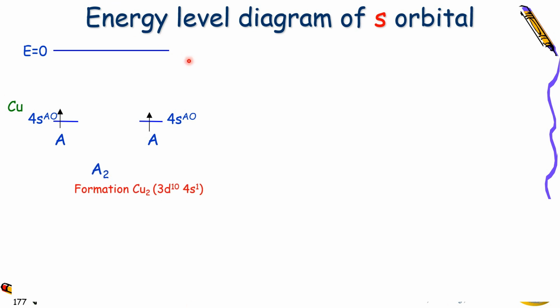So the formation of Cu2 is 3d10 4s1. You have two atoms of copper, so you will do like this. So you have 2 electrons here, and remember this is what we call bonding molecular orbital, and this is anti-bonding molecular orbital. As you can see, the copper molecule is more stable than the copper atom because the energy state is low. This is more stable.